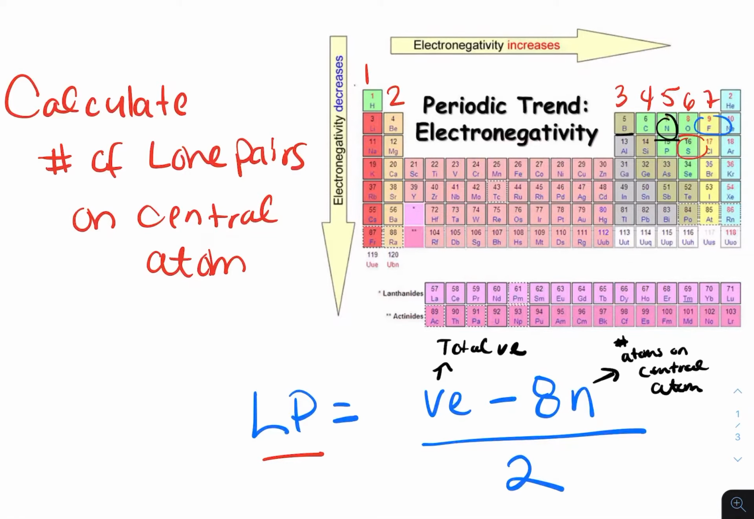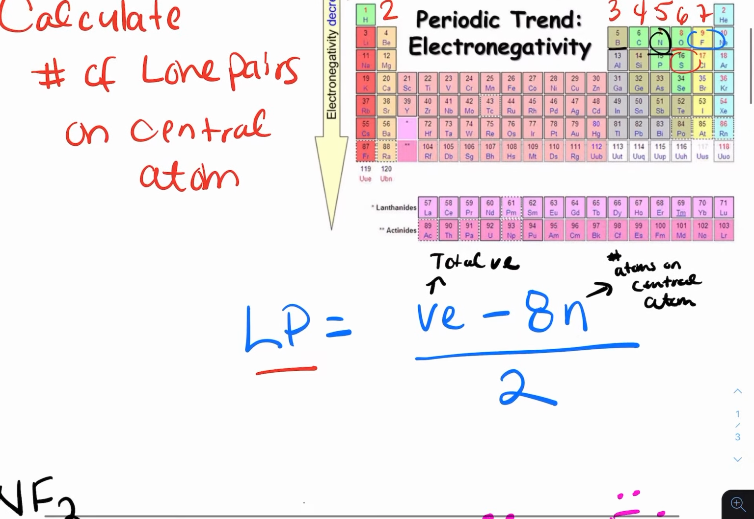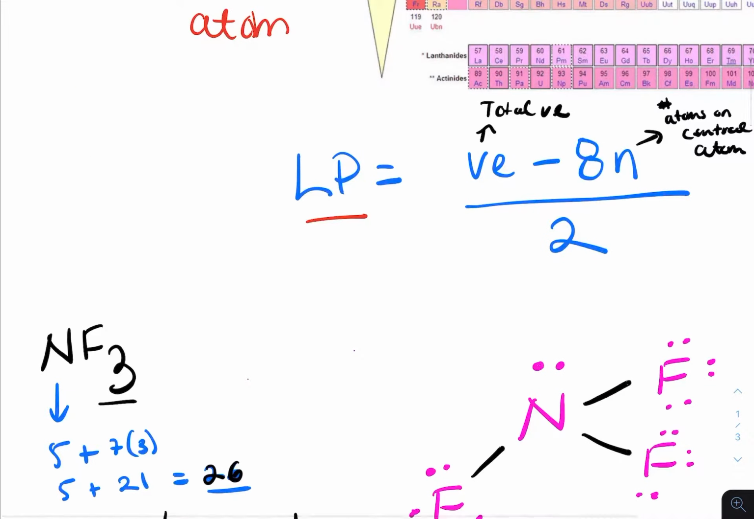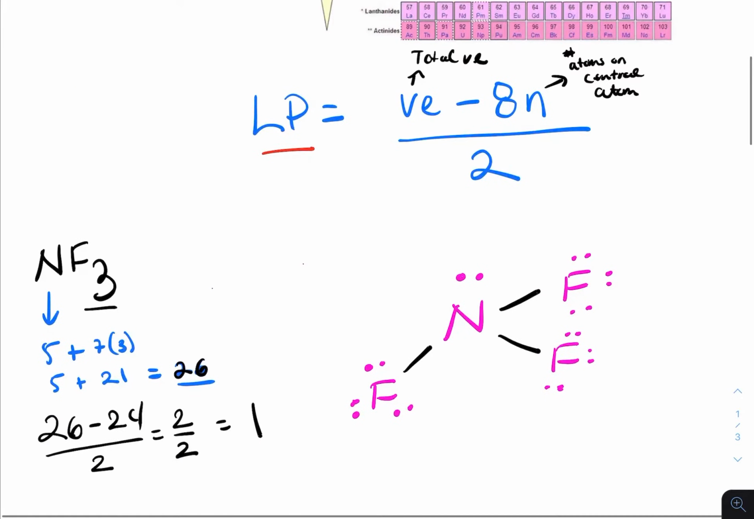So in this video, we'll be covering a formula that is used to calculate the number of lone pairs on a central atom. So right here we have the formula. It is lone pairs equal to the total valence electrons in the entire molecule, minus 8n, where n is the number of atoms on the central atom, over 2. So let's actually do nitrogen trifluoride here. I already did the steps, but I'll be pointing out exactly what I did, and after that we'll be going over a couple of practice problems from scratch.